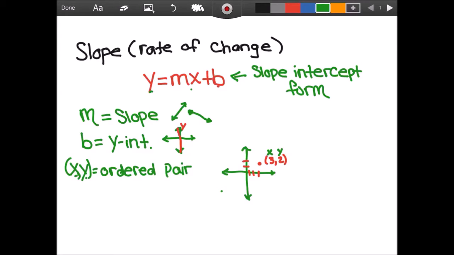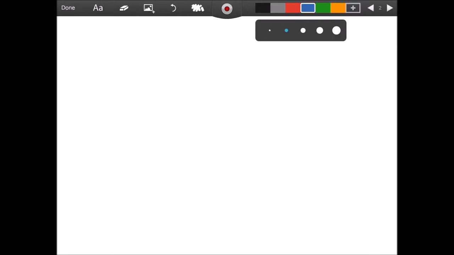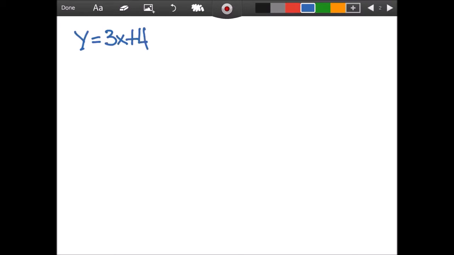So let's go over here and give you an example. So I'm going to give you a problem. So y equals 3x plus 4. This is already in slope-intercept form, which is great. So if I asked you to pull out the slope, you would tell me the slope is 3, just like that, just a solid number 3. There's nothing else to write there.